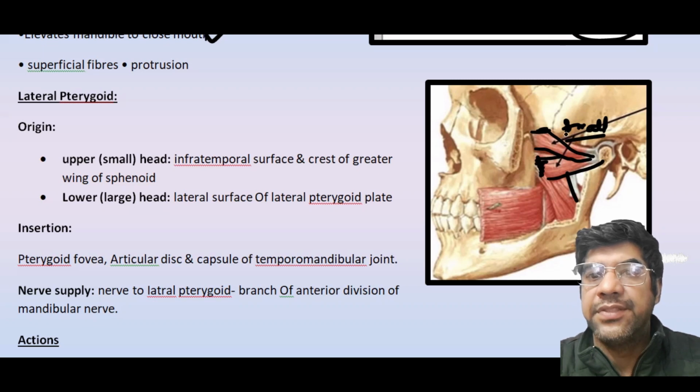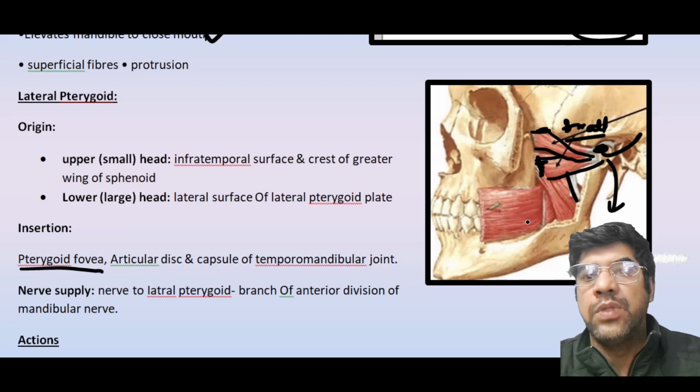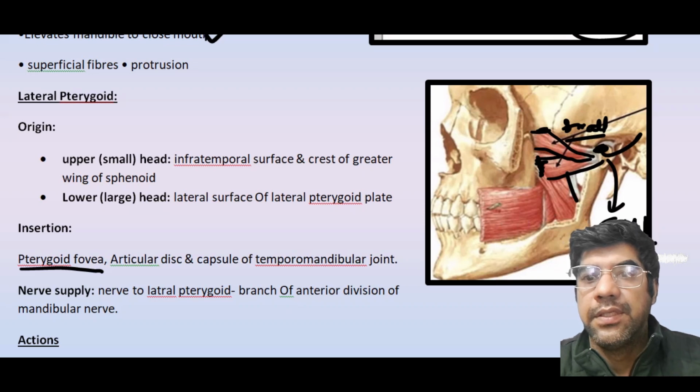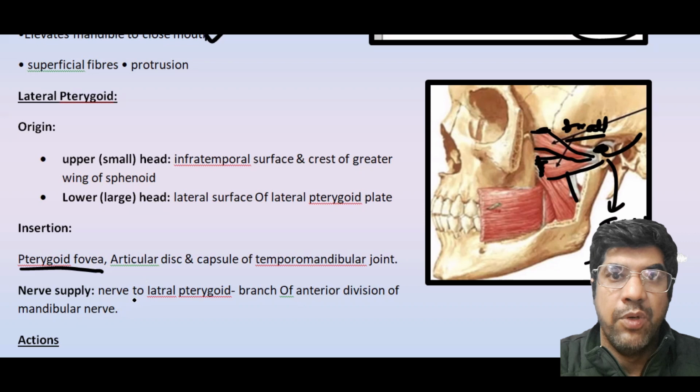and the origin is just medial to insertion. So remember, it is inserted into the pterygoid fovea on the anterior surface of the neck of mandible, and it also inserts into the anterior margin of the articular disc and capsule of the TMJ. So the nerve supply, it is again by the branch from the anterior division of the mandibular nerve.